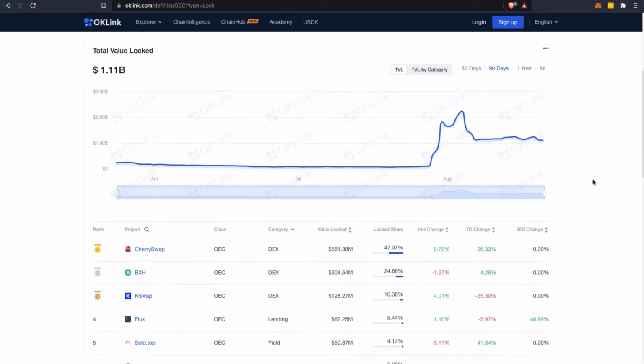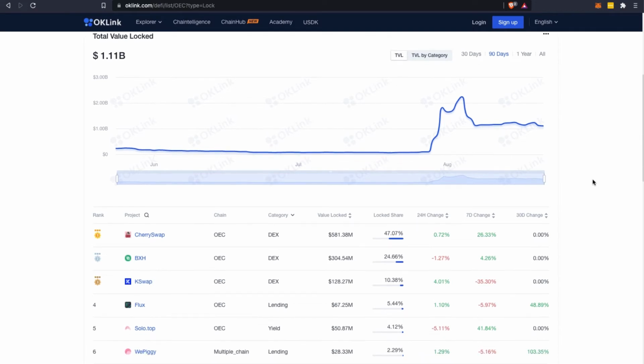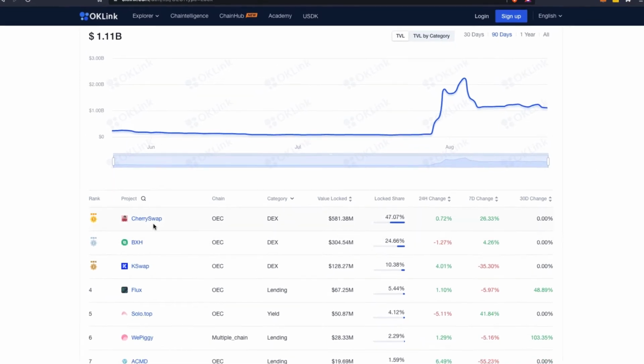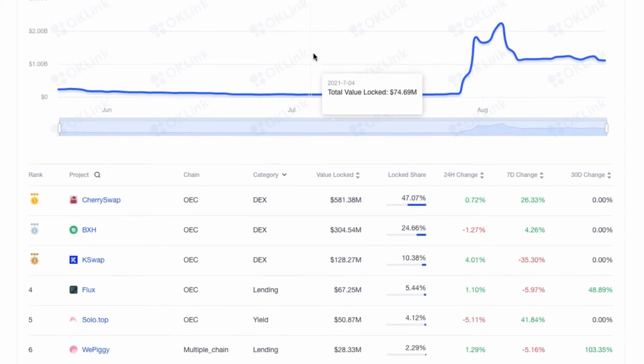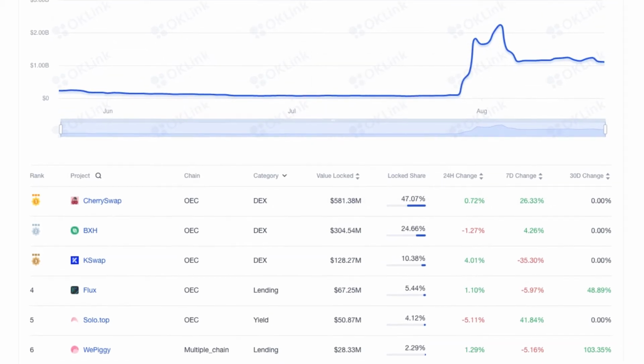And right now, because today's content is all about CherrySwap, let us focus on CherrySwap itself. So CherrySwap, in terms of ranking in OKExChain, is at the first position with a total value locked of 581 million, which makes up about 47.07% of the share of this total value locked, which is really significant.